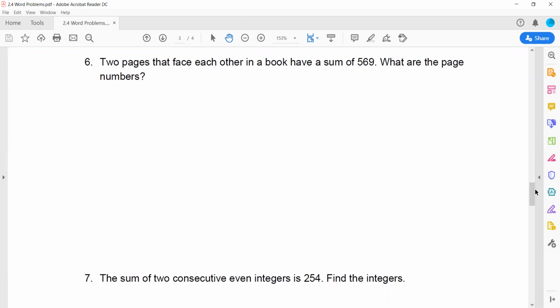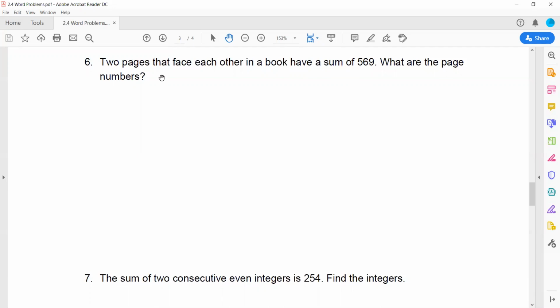Number 6, 2 pages that face each other in a book have a sum of 569. What are the page numbers? First, reading this seems a little tricky to figure out how we could find the 2 page numbers if they have a sum of 569.